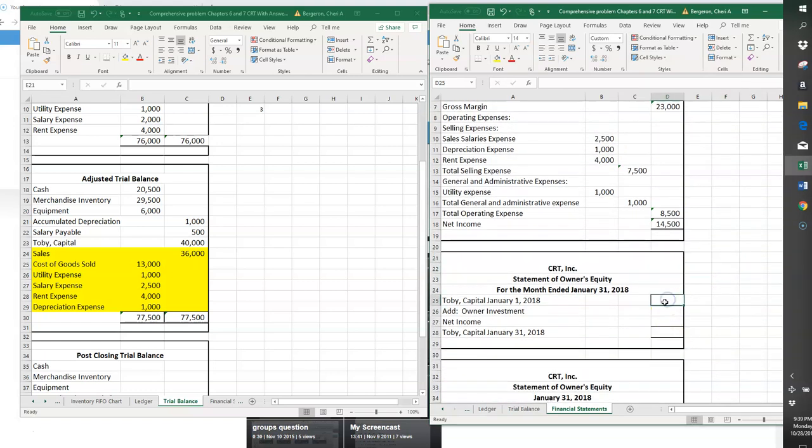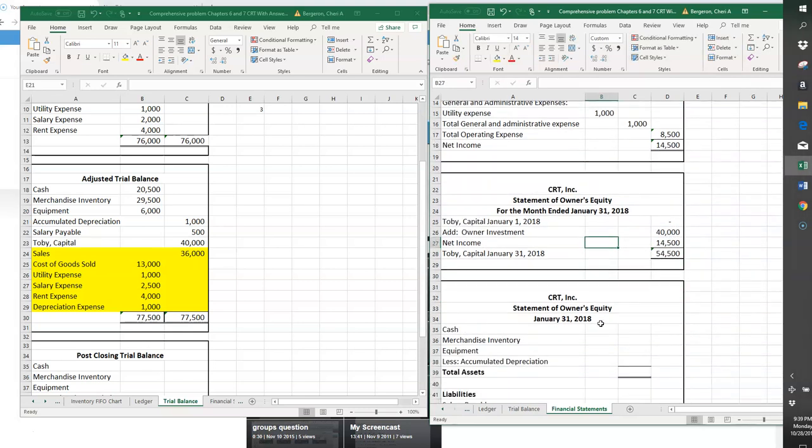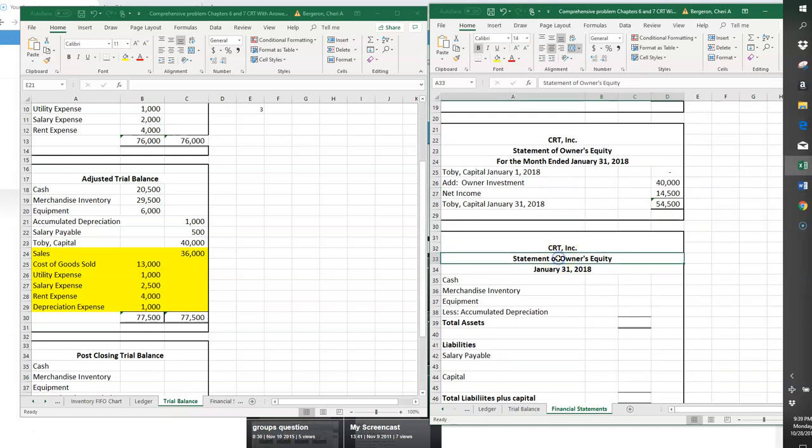Statement of owner's equity. This was a new company, so we started off with zero. We had an owner investment of $40,000. We had net income, remember it always comes from right here, $14,500. So my ending capital is going to be equal to $54,500. All right, I don't know why that says statement of owner's equity. This is a balance sheet.